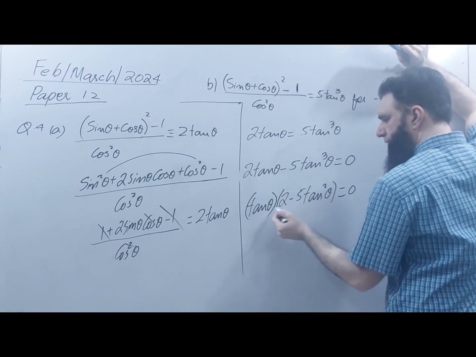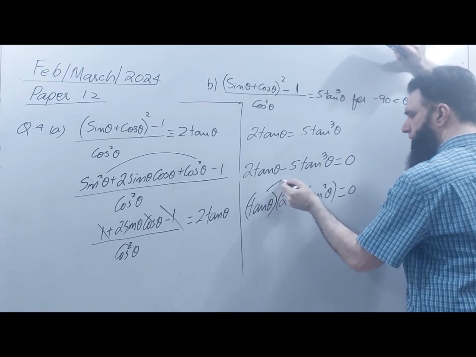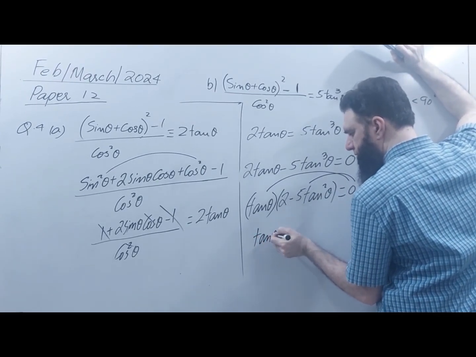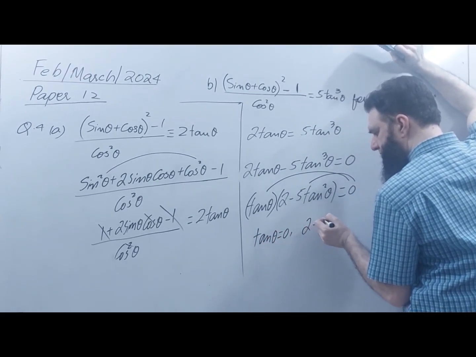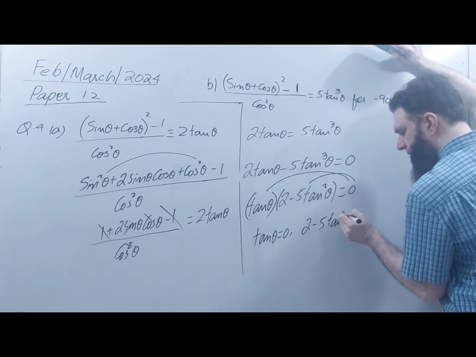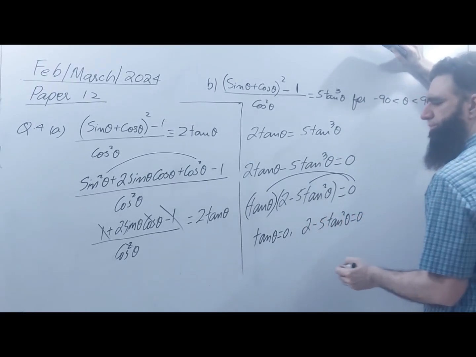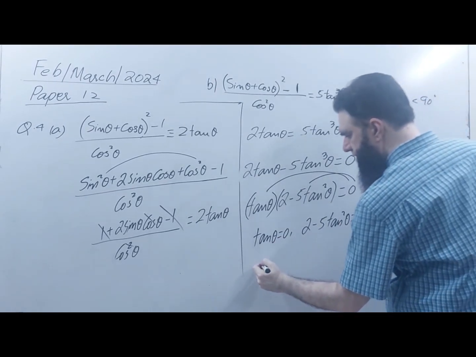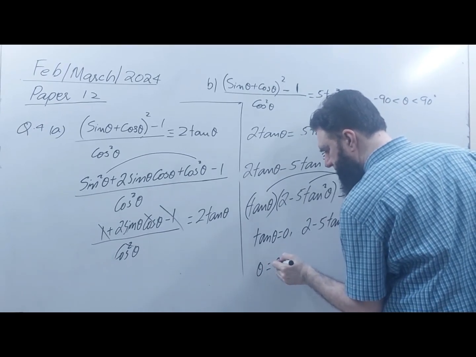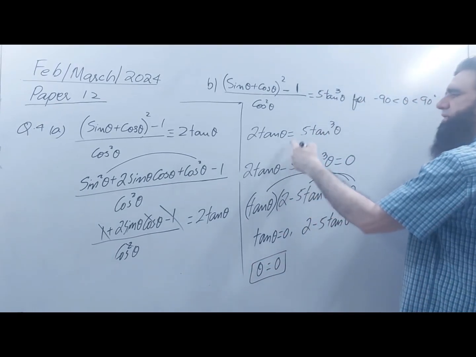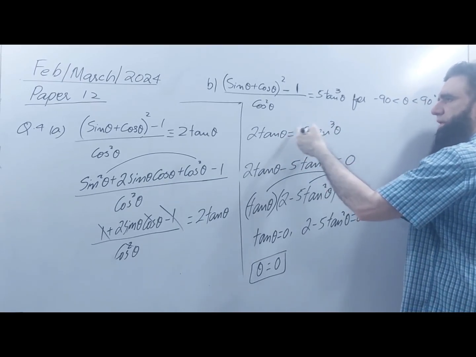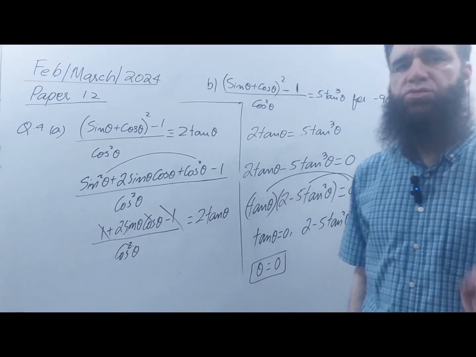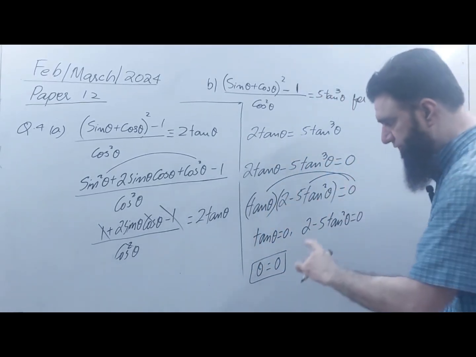When the product of two brackets is equal to 0, either of the brackets can be equal to 0. So tangent theta is equal to 0. And the second is 2 minus 5 tangent square theta is equal to 0. Now tangent theta is 0 in this range gives you theta equals 0. This is an answer. If you had cancelled this tangent theta like I did earlier, then you would have missed this particular answer and marks will be deducted for that.